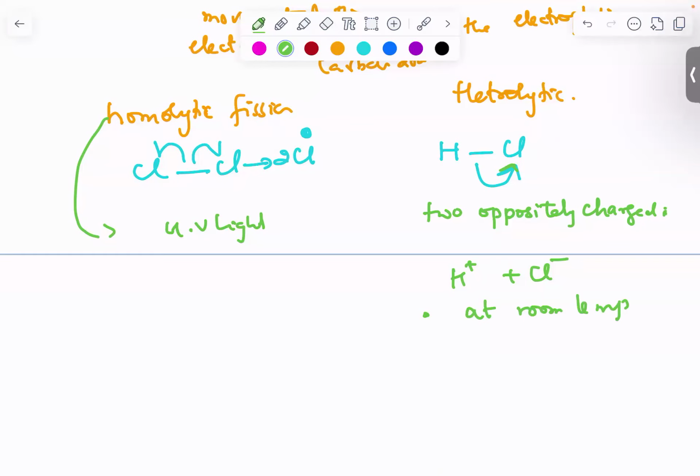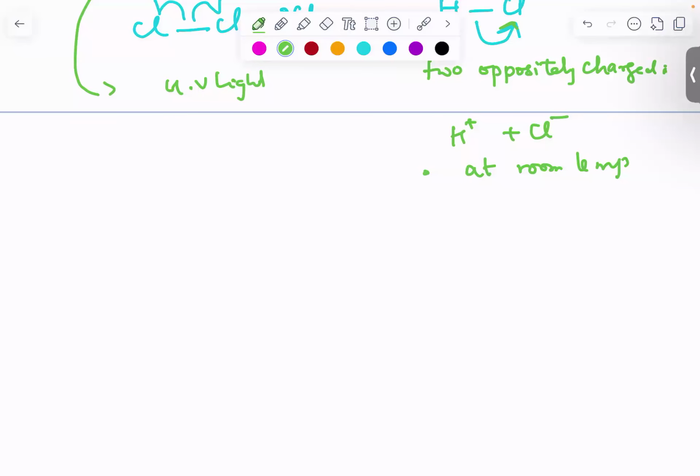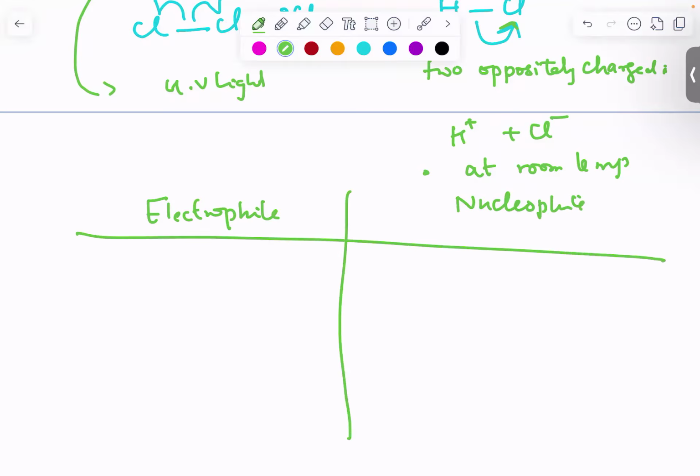And then anything else? Then I think there is no need to discuss the saturated and unsaturated compound. Then we have the discussion of electrophile and nucleophile. I think I have told you, but still, electrophiles are the species which are electron deficient, and nucleophiles are the species which are electron rich.